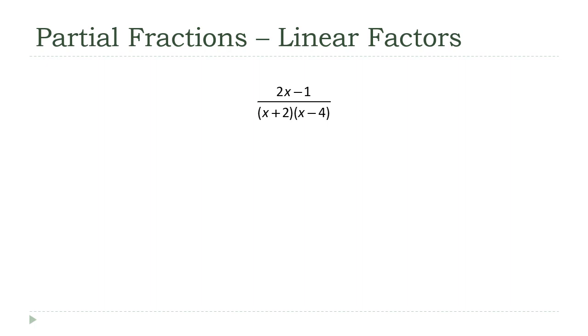So I'm going to start with the original expression. Right, it's this thing. And I want to rewrite it as A over x plus 2 plus B over x minus 4, where A and B are going to be constants. Those are going to be numbers that I have to solve for here.